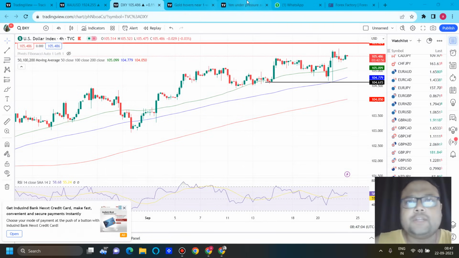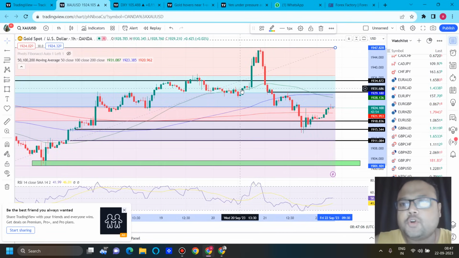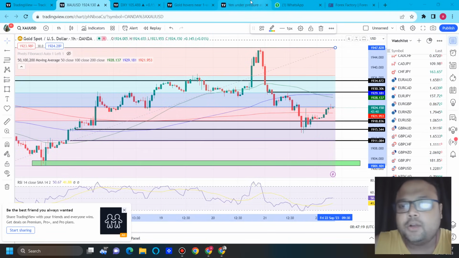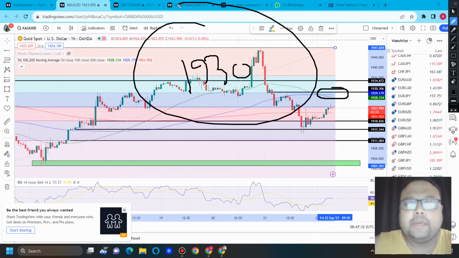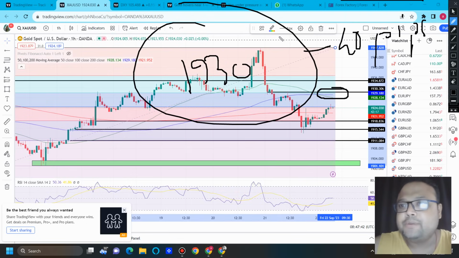Now let's look at the chart of gold. Gold is standing at 1924 right now. After making a low of 1914, gold has shown an up move or recovery of around 100 pips. So I think that we will get a selling opportunity around the 1930 level. If gold goes up around 1930, we will have our first selling opportunity. It can be 1929, 1930 for 40 pips. Yes, my favorite 40 pips you can expect.